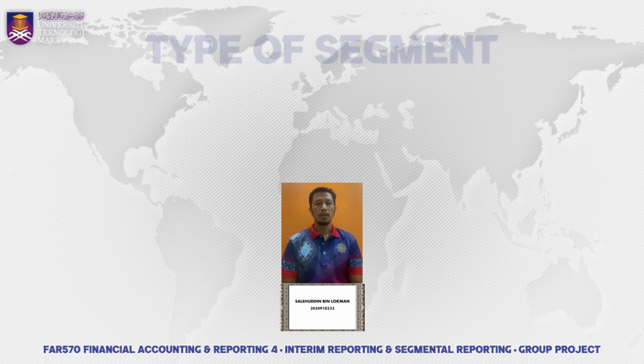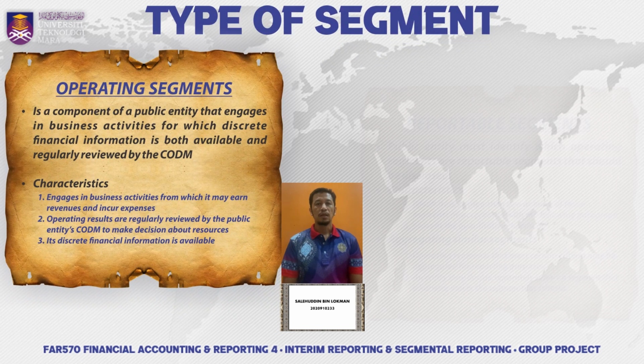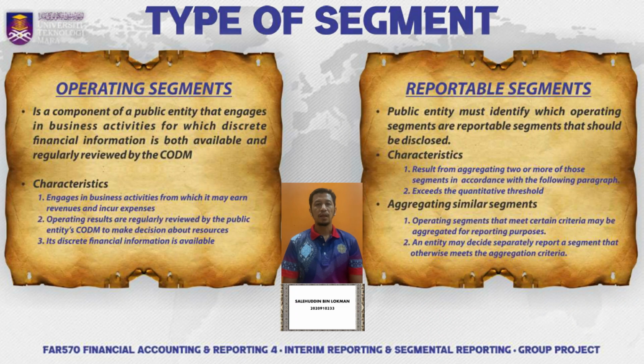For the types of segment, there are two types. First is operating segments. It is a component of a public entity that engages in business activities for which discrete financial information is both available and regularly reviewed by the chief operating decision maker. The characteristics: it engages in business activities from which it may earn revenues and incur expenses, and its operating results are regularly reviewed by the public entity's chief operating decision maker to make decisions about resources. Third, its discrete financial information is available.